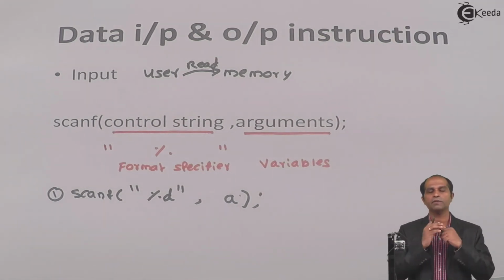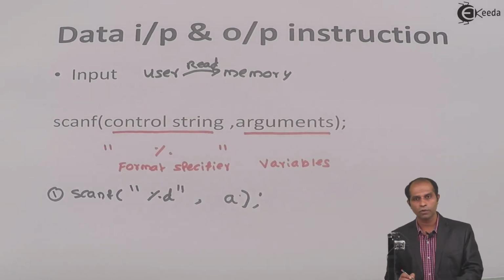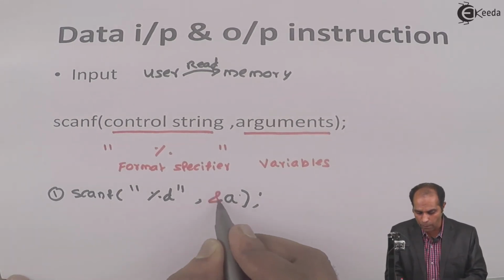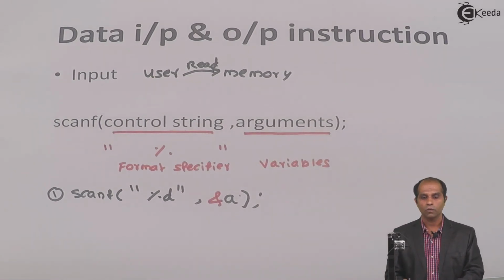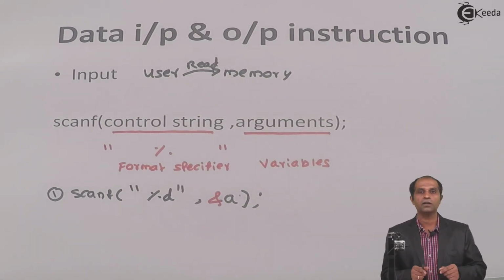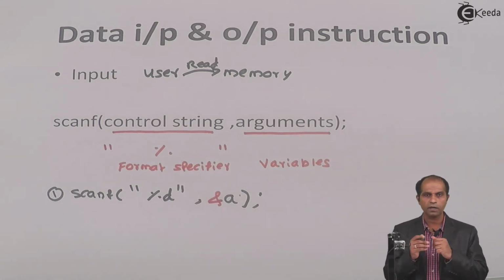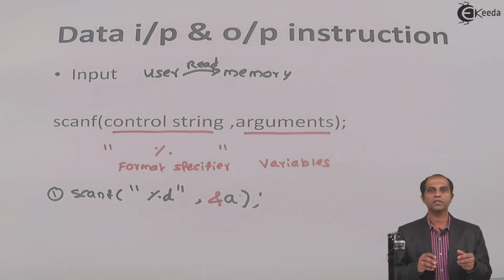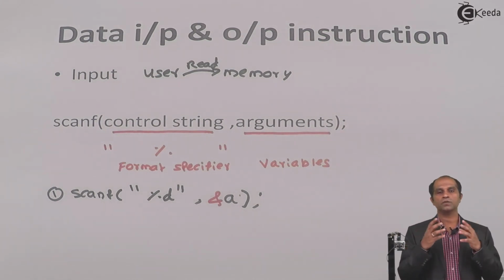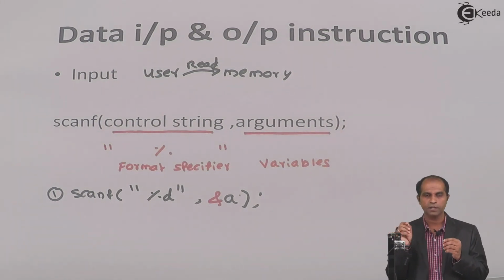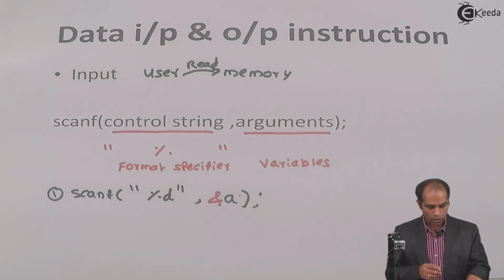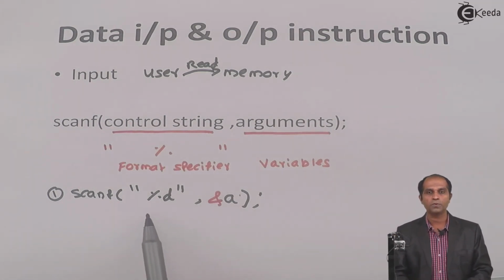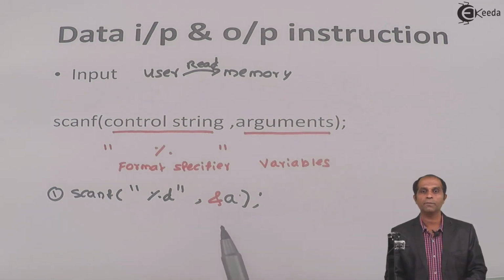How do I get the address of that particular variable? To get the address, you can associate an ampersand symbol with this particular variable. When I say ampersand, it gets you the address of the variable. Why is the address required? Can I directly refer to it by name? No. Because it will be very difficult for the system to remember thousands and thousands of names. But it can very easily access the addresses using the ampersand symbol. So the control string is the format specifier. Arguments is nothing but the ampersand symbol with a variable at this place.